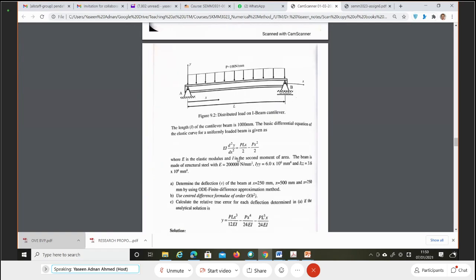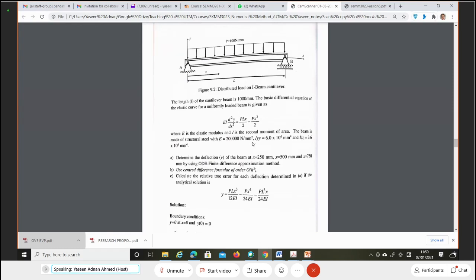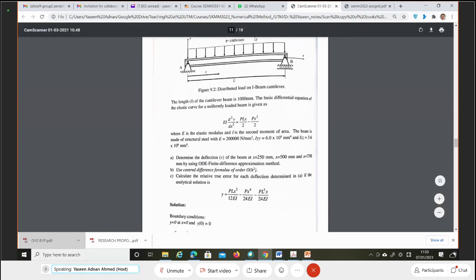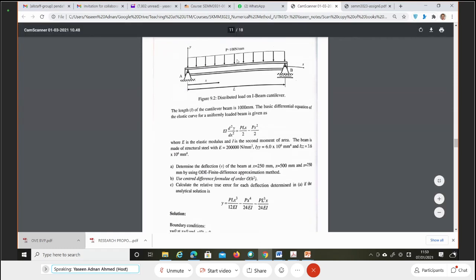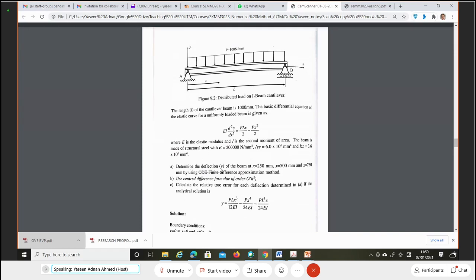So this load, in this case, is straight. Okay, determine the deflection. Deflection should be y. There is no mu. So they want to find out the deflection of the beam at x equal to 250, 500, and 750.